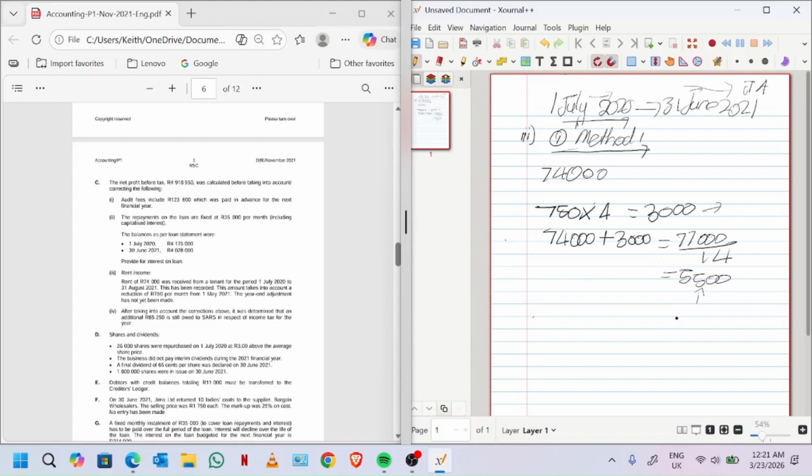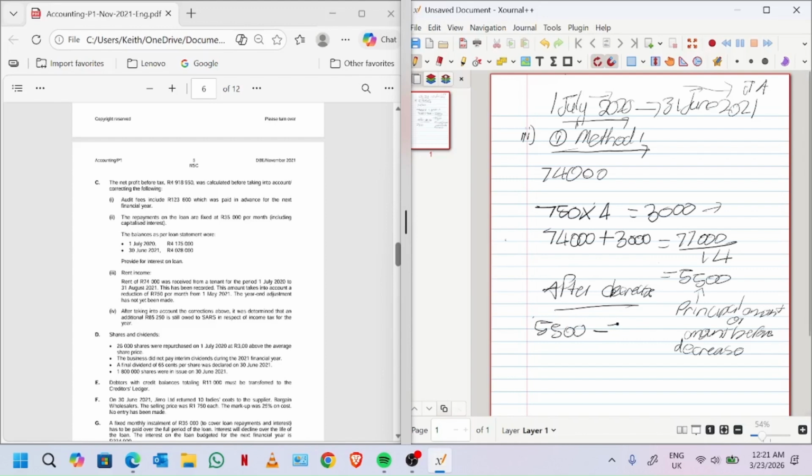So 5,500, this is the principal amount, or amount before decrease. And so what is the amount we're looking for after the decrease? Very simple. After the decrease, we have 5,500 minus 750. That's right. You should get an amount of 4,750. This is the amount after the decrease.